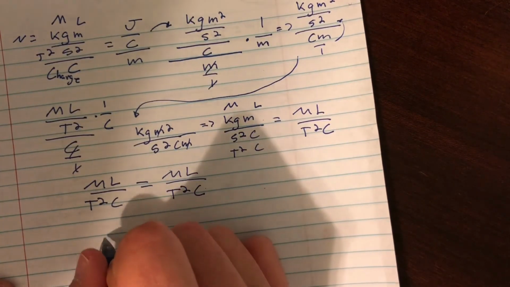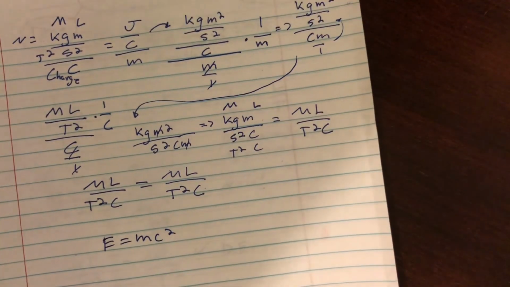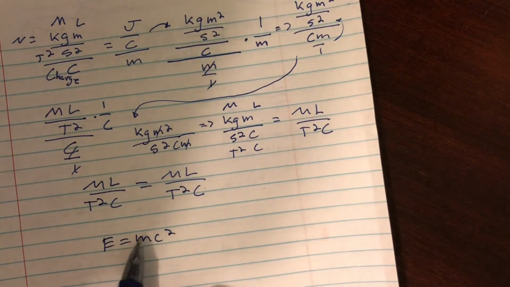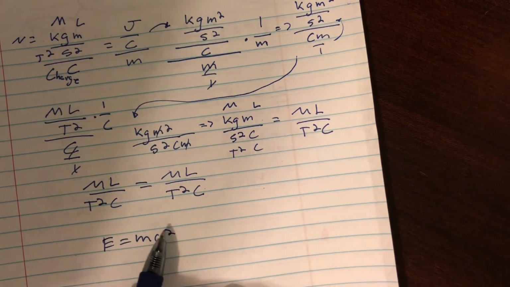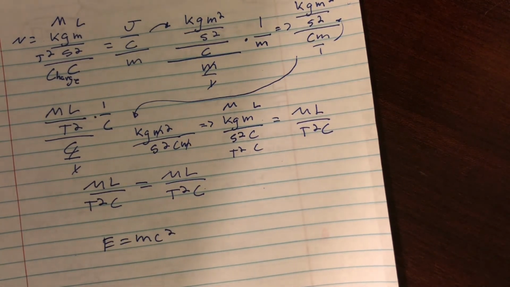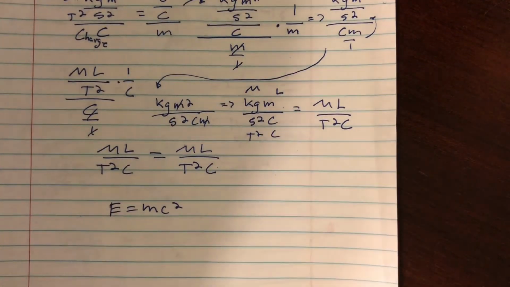Obviously, we have the famous equation E equals mc squared, so units of energy can somehow be a unit of mass times a velocity squared. It just gets into some really interesting stuff.